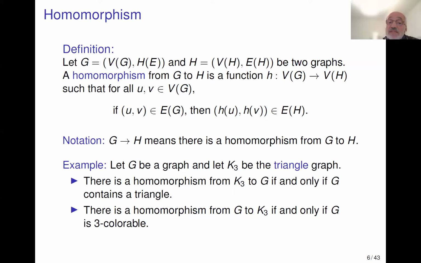But if you switch sides and you ask, what does it mean to say I have a homomorphism from G to K3, to the triangle? This happens if and only if G is three-colorable. This requires a moment's reflection, but it's a very well-known fact and typically an exercise in books. So this gives you some sense of homomorphisms.